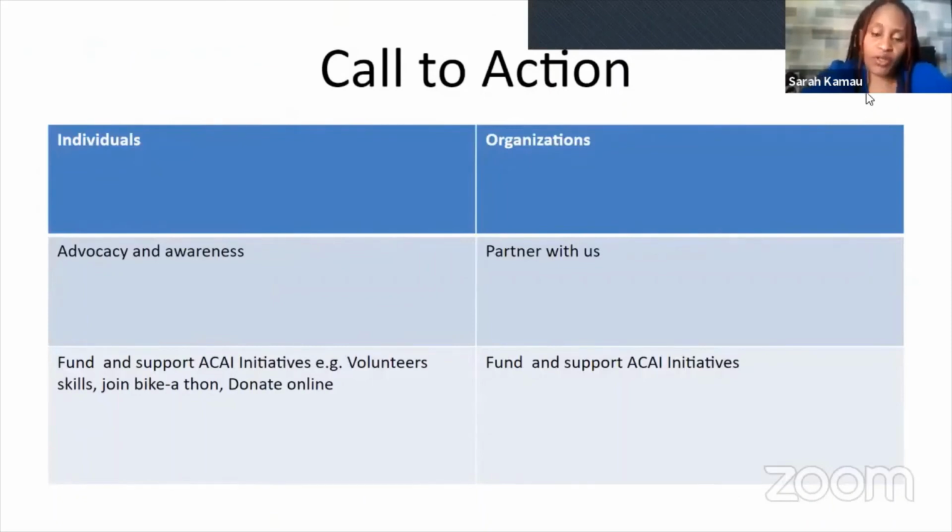So we are calling upon you as the Africa Climate Action Initiative, as individuals and even as organizations, let us increase awareness, let us change the way we do things. Let us change even the way we are producing things. And we also invite you to come and partner with Africa Climate Action Initiative, either by volunteering and giving us your skills, or you can join our website that will be indicated there and join a bikeathon event that we are doing for fundraising, shown in the next slide, please, so that you can come and be part of the change that we want to see.